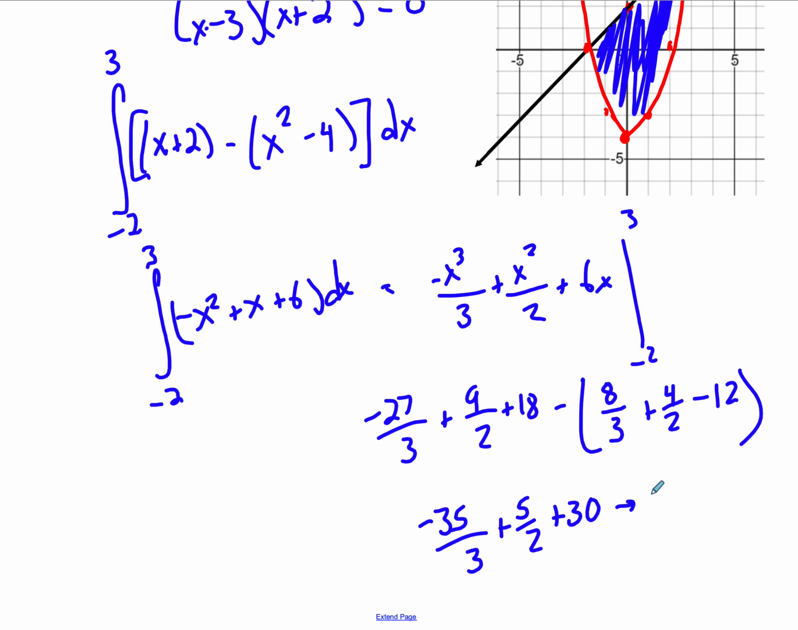Okay, so in other words, that's negative 70 sixths plus 15 sixths plus 180 sixths, if we put them over the same denominator. So we essentially need to know negative 70 plus 15 plus 180, and that's 125/6.